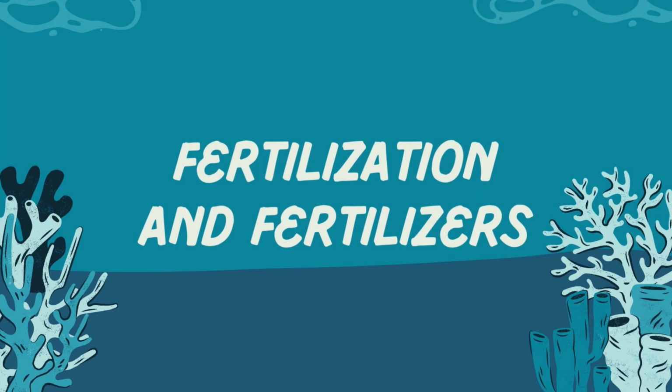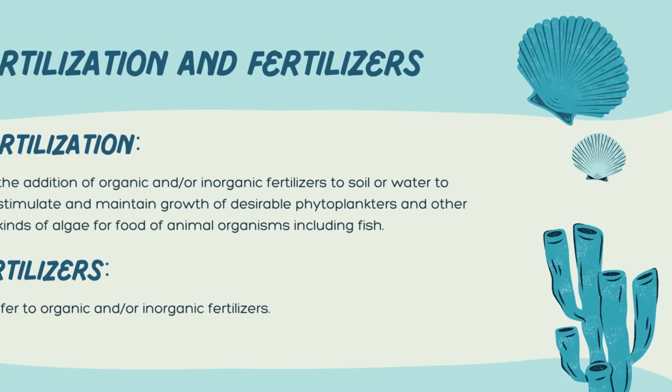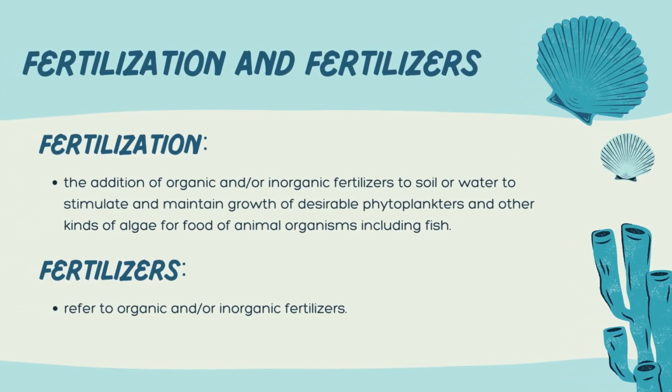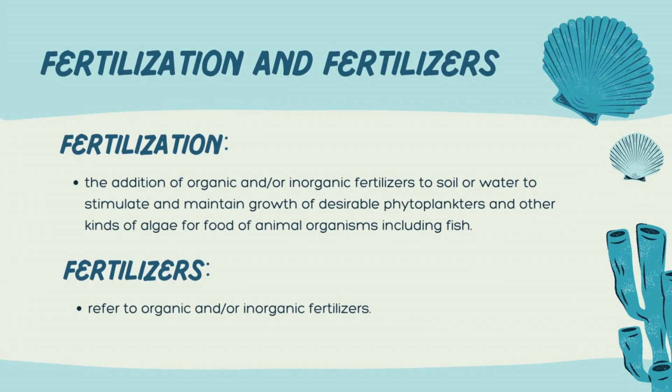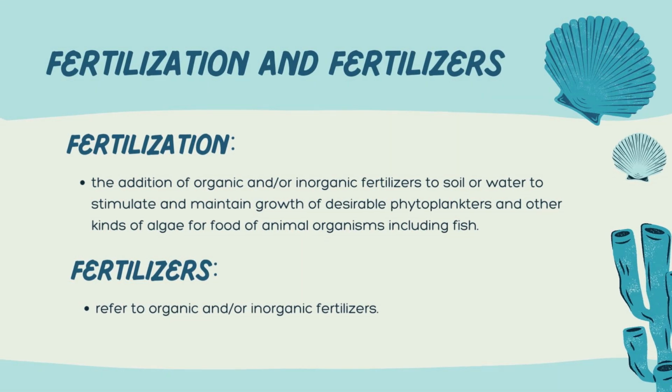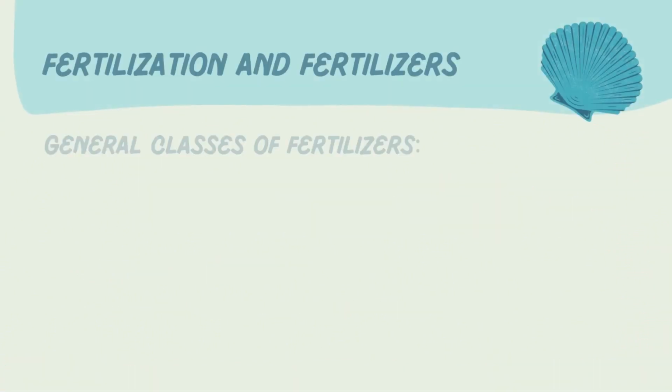First, fertilization. This refers to the addition of fertilizers to soil or water for the maintenance and growth of desirable phytoplankton and other kinds of algae for food of aquatic animals such as fish. And fertilizer refers to the substances that are used for fertilization, and this has two types, mainly the organic and inorganic. First, the organic fertilizers.